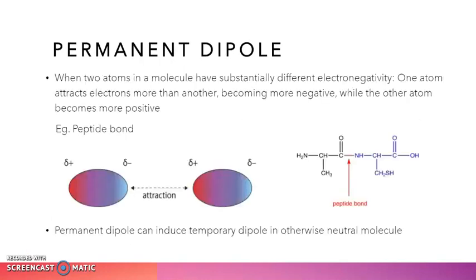Before understanding these, we must understand how a permanent dipole is developed. When two atoms in a molecule have substantially different electronegativity, one atom attracts electrons more than another, becoming more negative, while the other atom becomes more positive. For example, peptide bonds. Now there are some atoms which are electronegative in nature, for example oxygen, fluorine or nitrogen.